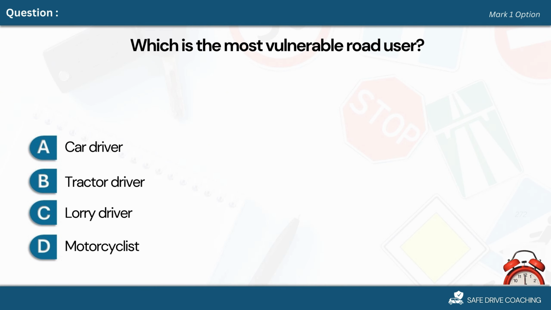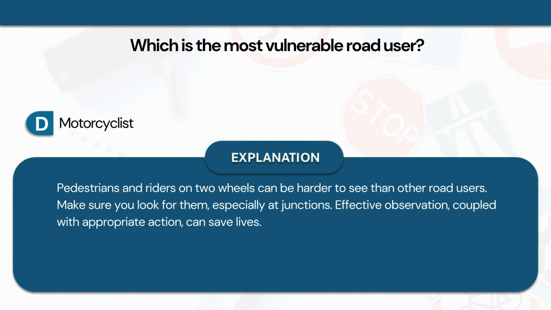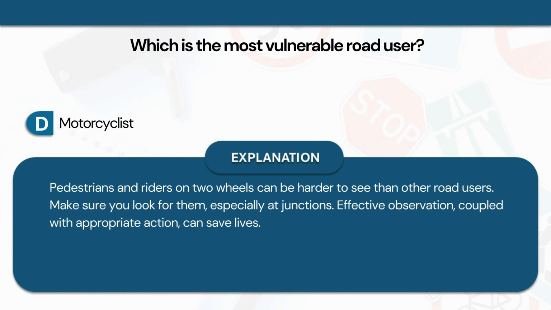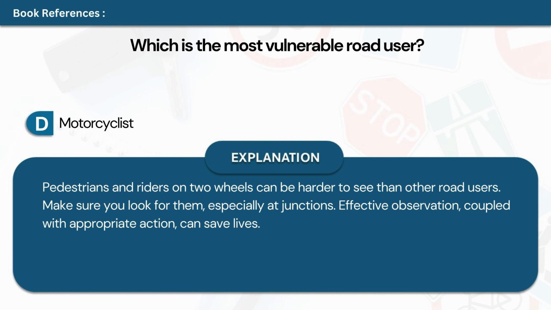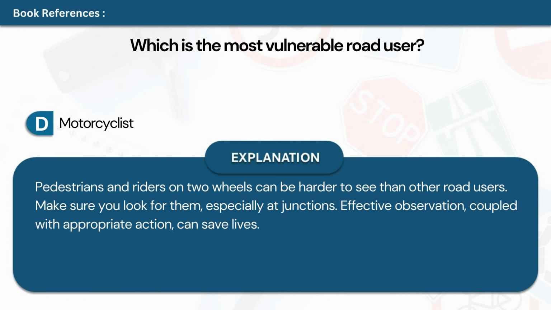The correct answer is D. Motorcyclist. Pedestrians and riders on two wheels can be harder to see than other road users. Make sure you look for them, especially at junctions. Effective observation, coupled with appropriate action, can save lives.